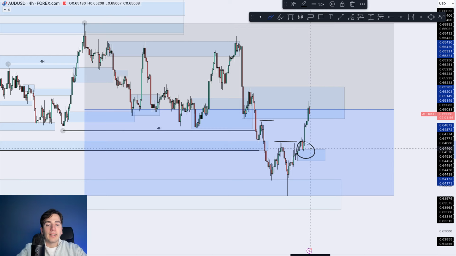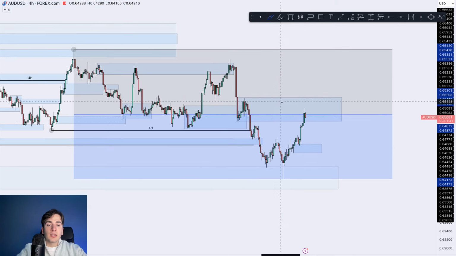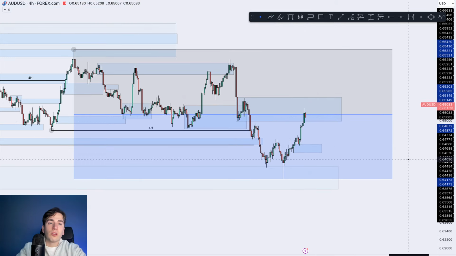Now obviously we've come back in towards supply, so now let's see if we can get some bearish structural changes and a supply formed to go potentially short from, because this is a nice supply zone to look for a short on Aussie dollar.